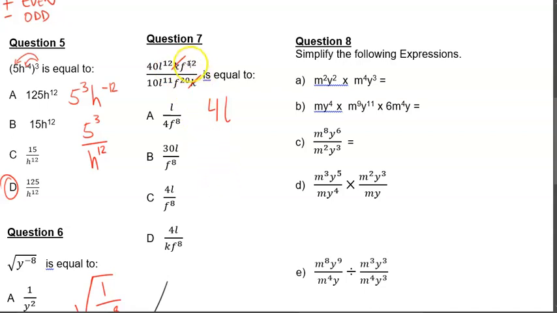And here we have f to the power of 12 divided by f to the power of 20. This will result in a negative power, so this is f to the power of negative 8. Now this is an option, so this has to be written in this format: 4L over f to the power of 8. 4L over f to the power of 8 is this C here.